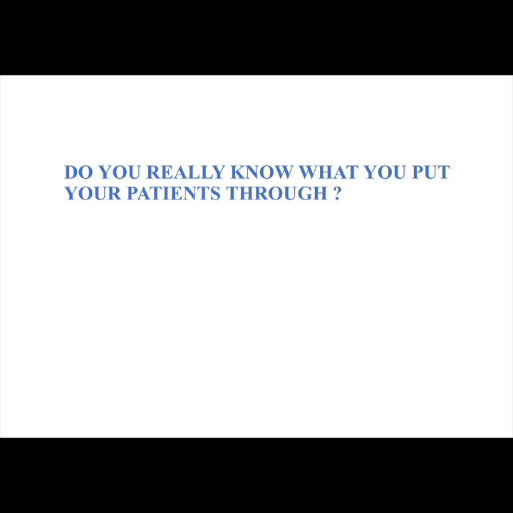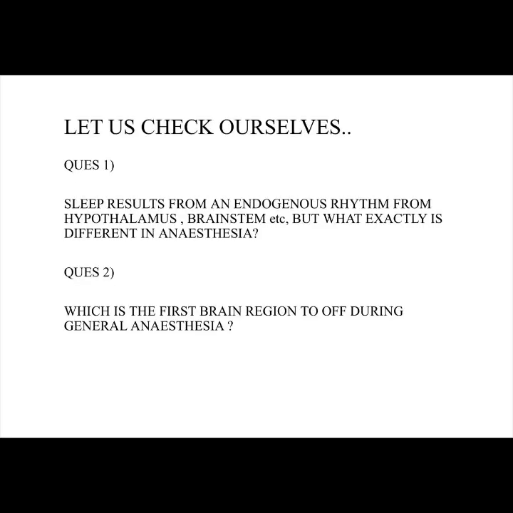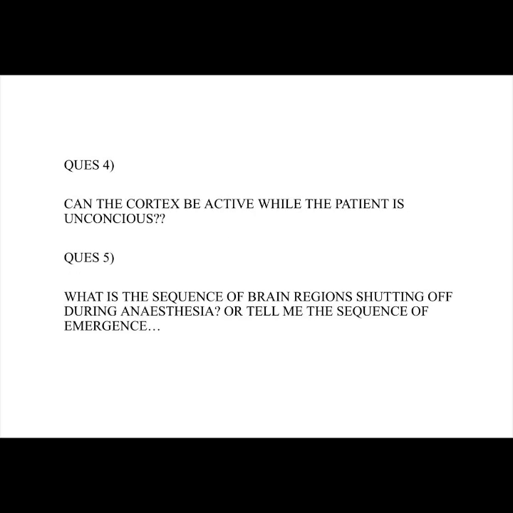So here are a few questions that we can ask and see for ourselves how many of these we can answer. The first one is, sleep results from an endogenous rhythm from the hypothalamus, brainstem, etc. What exactly is different in anesthesia? Second question, which is the first brain region to shut off during general anesthesia? Which part of the brain creates consciousness, or is there a part at all? Can the cortex be still active while the patient is unconscious?